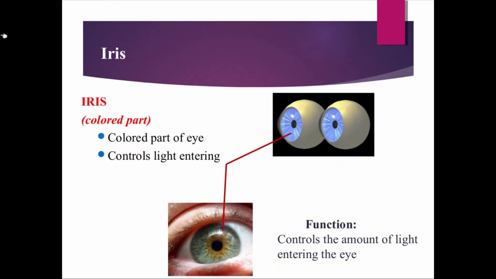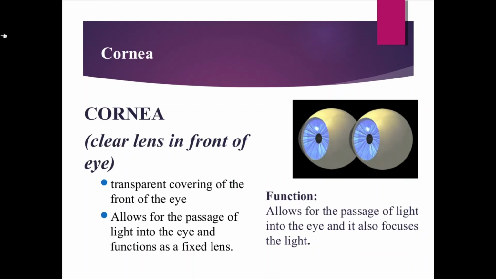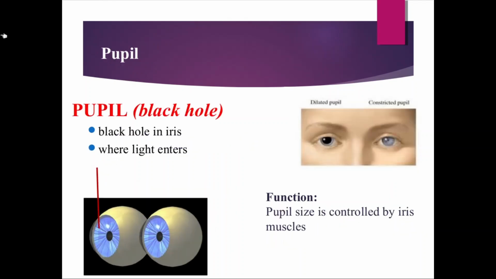Iris, the colored part of the eye. It controls light entering. Its function is to control the amount of light entering the eye. Cornea, the transparent covering of the front of the eye. It allows for the passage of light into the eye and functions as a fixed lens. It also focuses the light.